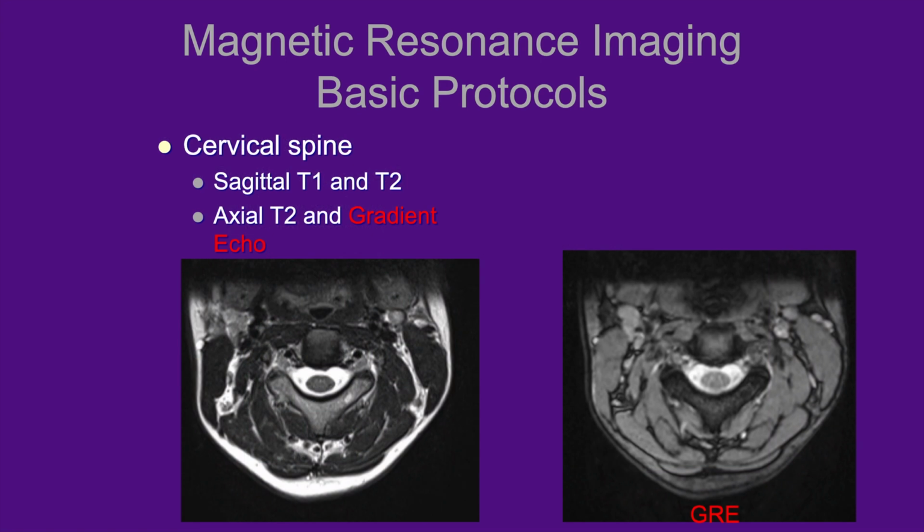In the cervical spine, we replace the axial T1 weighted image with a gradient echo image. That's because T1 is not as much value to us in delineating the exiting nerve roots in the cervical spine, and this is a second myelographic sequence, if you will, which gives us a better chance of seeing what's going on with the cord and the exiting nerve roots.